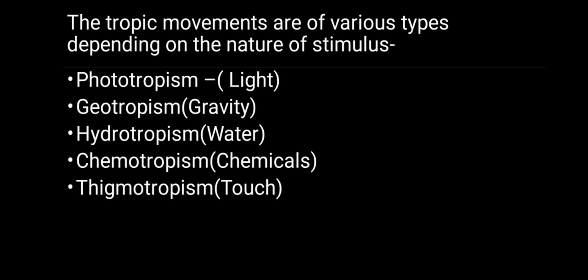Depending upon the nature of stimuli, there are 5 different types of trophic movements. Phototrophism, when the stimulus is light. Geotrophism, when the stimulus is gravity. Hydrotrophism, when the stimulus is water. Chemotrophism, when the stimulus is chemicals. And last, thigmotrophism, when the plants respond to touch stimuli. Let us see in detail about each.